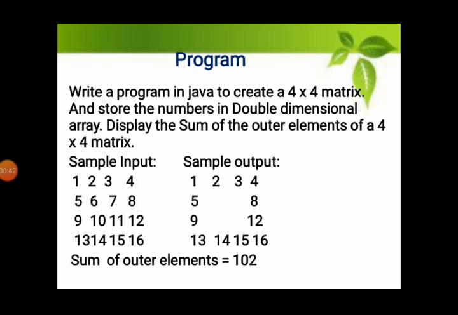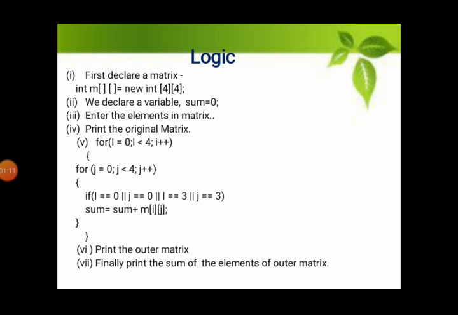See the simple input. Here I have input the elements in the matrix from 1 to 16, and the output displays the boundary of this matrix: 1 2 3 4, then 5 8 9 12, then 13 14 15 and 16, and finally it displays the sum of outer elements also, that is 102. So now let's discuss how to solve this problem.